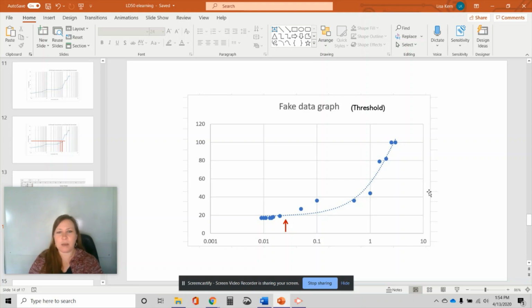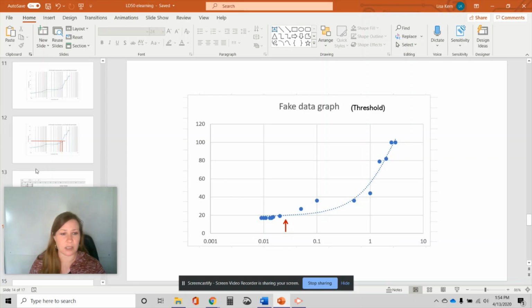One other thing that they might ask you about on an LD50 or a dose response curve graph, and I created some fake data to get a better answer on this one, is: is there a threshold, and what is the threshold, if there is? The word threshold in the case of a dose response curve means the concentration where you first start to see some effect.